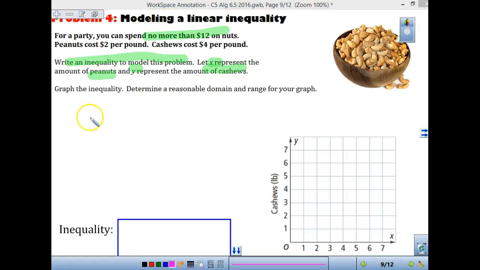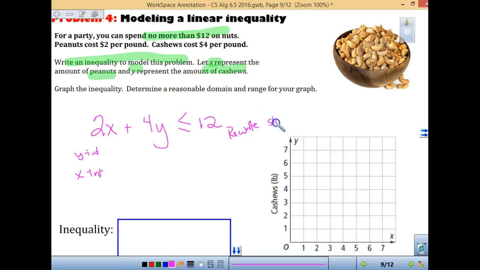Standard form would be, since we're going with our peanuts first, 2x, right? Plus cashews cost $4 a pound, 4y. No more than 12. I can spend $5, I can spend $7, I cannot spend 13. So less or equal to 12. Because it's in standard form, the easiest way is to think of your y-intercept and your x-intercept. Could you rewrite it in slope-intercept form? Yes. Okay. I'm just going to show you both ways.